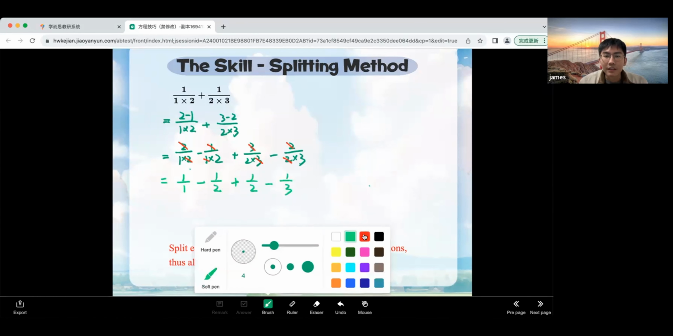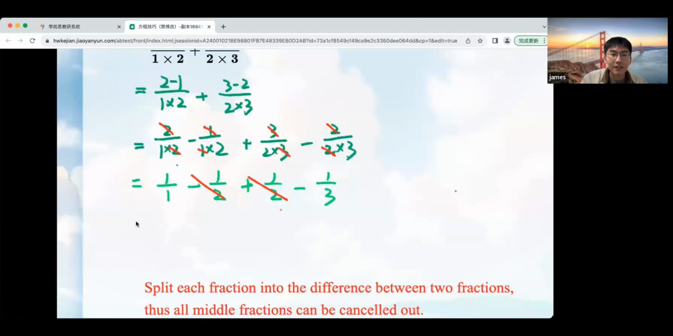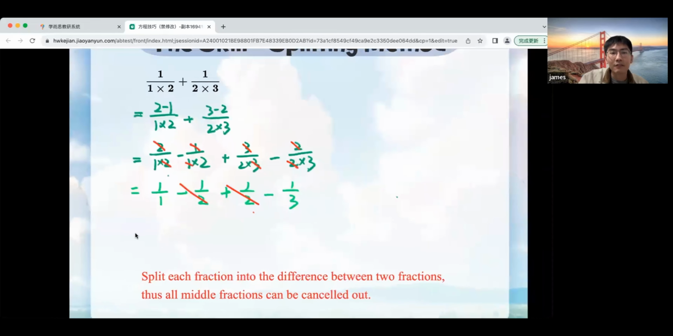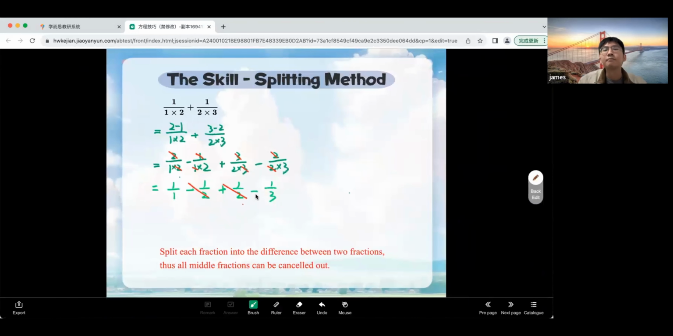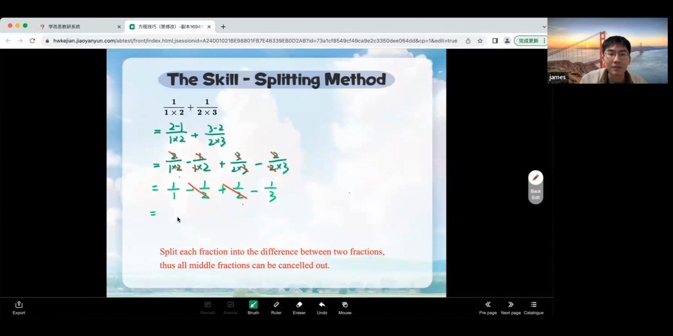And then you see for the middle fractions, we have minus 1 over 2 and plus 1 over 2. When you subtract a number and add the same number, they cancel out. So in the end, we just have what is left: 1 over 1 and minus 1 over 3. Those are the only two fractions left, right? So we just have 1 minus 1/3, which is equal to 2 over 3.